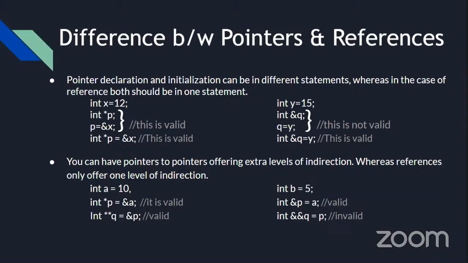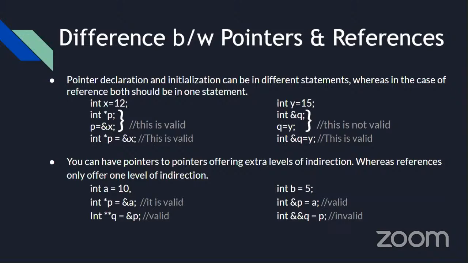And this actually depends on the compiler also. But the example we have shown here is with respect to the Turbo compiler. In the example here, the left side is showing the pointers case and the right side is showing the reference variables case. First we declared integer x is equal to 12. Then we are declaring the pointer variable p. Now in the next line we are initializing that pointer. So this is perfectly valid in separate statements.